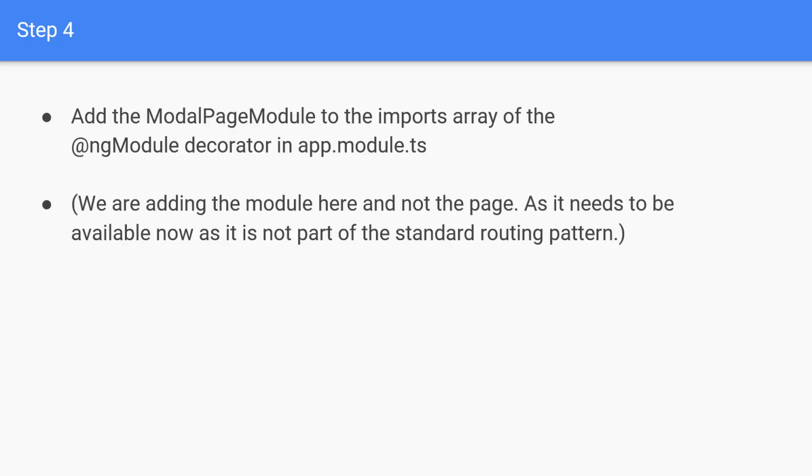Next, we need to add the modal page module to the imports array of our ng decorator that's in the app's module.ts file. So we're adding the module here and not the page, as it needs to be available now, as it is not part of the standard routing pattern, as I've said before.